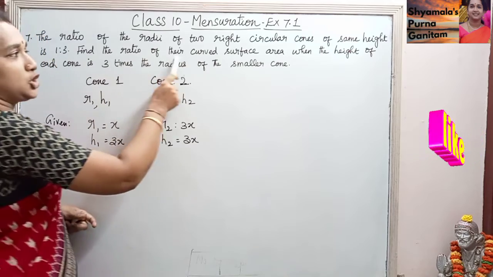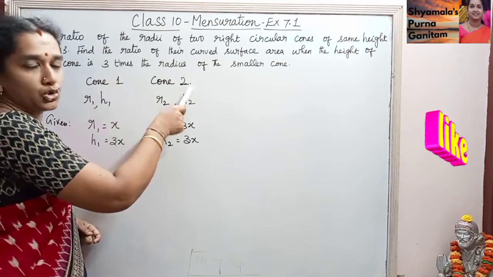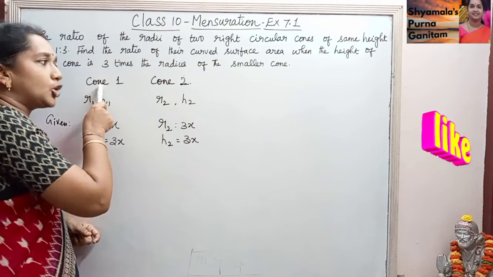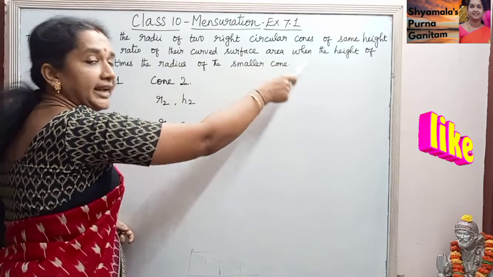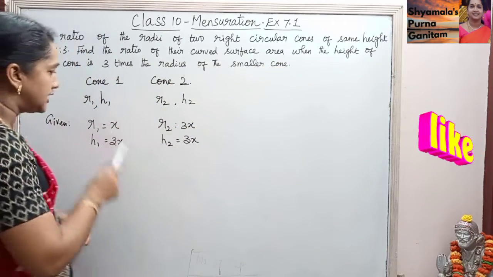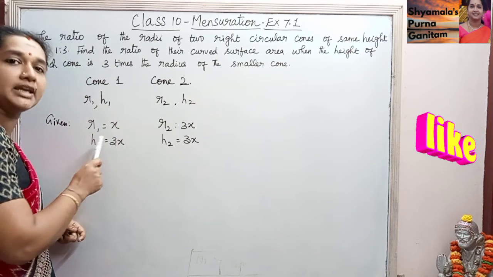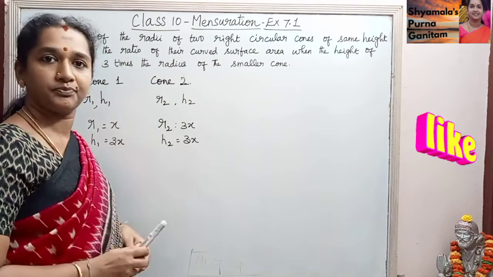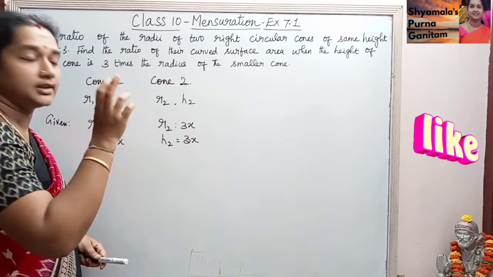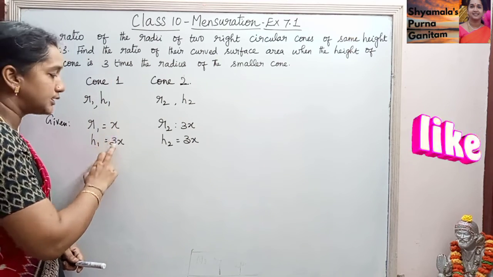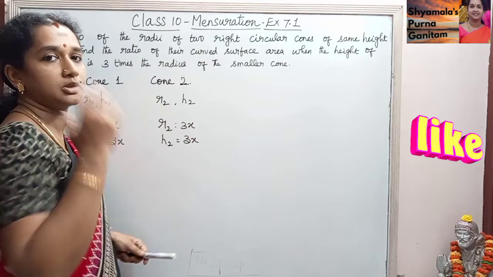Ratio of the curved surface area when the height of each cone is 3 times the radius of the smaller cone. Since it is given as each cone, we will take cone 1 and cone 2, both cones. Here it is x and here it is 3x, so this will be the smaller cone. The smaller cone's radius is x, so 3 times of that. Since it is given for each, H1 is also 3x, H2 is also 3x.